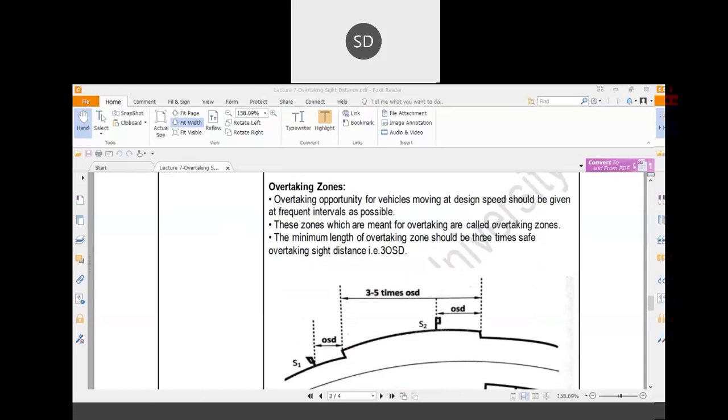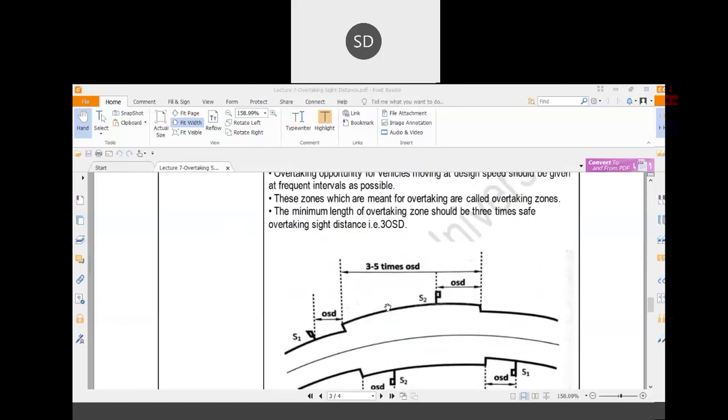Now, another thing is there, that is called the overtaking zone. So what is an overtaking zone? Suppose on a highway there is very little provision to provide the overtaking sight distance, or the physical characteristics of the road are not suitable to provide overtaking sight distance for the length of the road. In such cases, you have to provide a dedicated overtaking zone, where the overtaking operation can take place. Basically, that type of dedicated zone is called an overtaking zone, and the minimum length of the overtaking zone should be 3 times the overtaking sight distance, and the desirable length should be 5 times the overtaking sight distance.